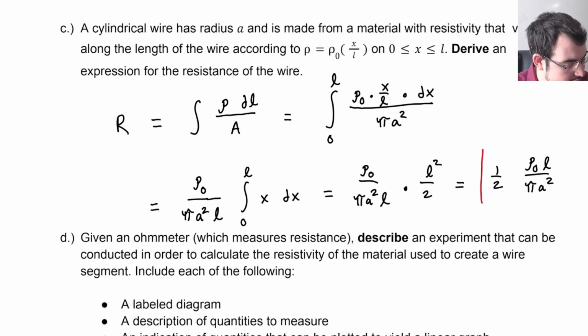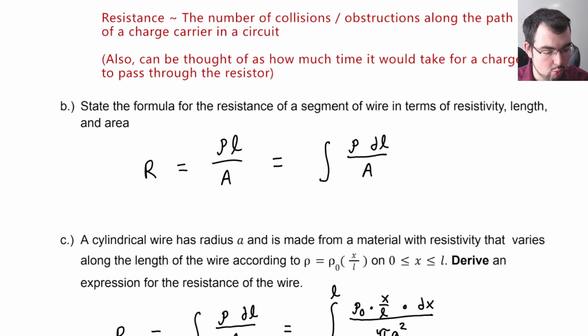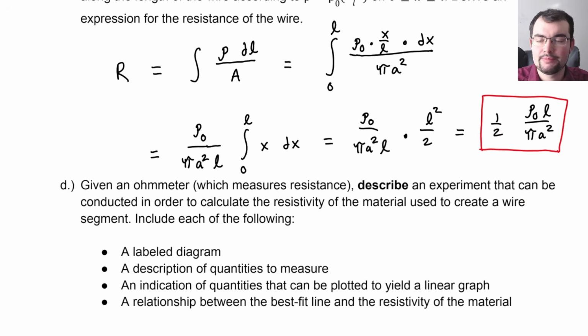And notice this result actually could have been figured out without calculus, because this is exactly half of what you would get if the resistivity was rho 0 the whole way. Since it increases linearly, the average resistivity would be the average of 0 and rho 0, which is 1/2 rho 0. So essentially resistance is equal to 1/2 rho 0 times L divided by the cross-sectional area.